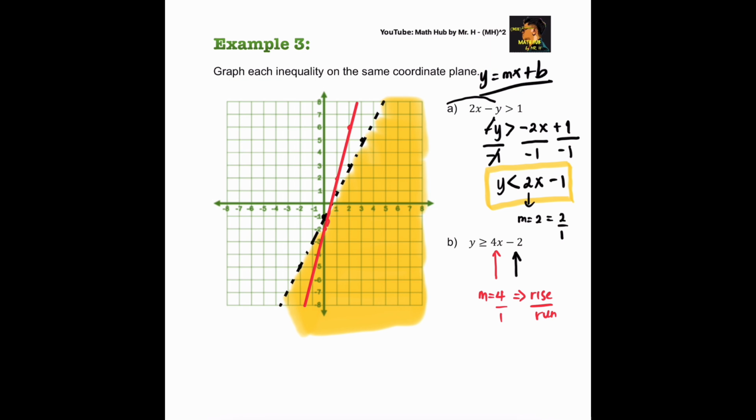All right, and the line must be a bold or solid line because of the symbol greater than or equal to. Now the question is, which area are we shading? Since the given inequality symbol is greater than or equal to, then we need to shade the area on top of the line.